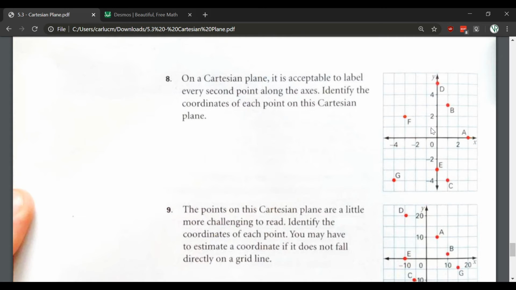So this value is still going to be 1. So 1, 2, 3, 4. D here is at 5 on the y-axis. So it's done the same, just they've labeled every second point. Do be aware when you're working with some of these, they might label points in a different manner.